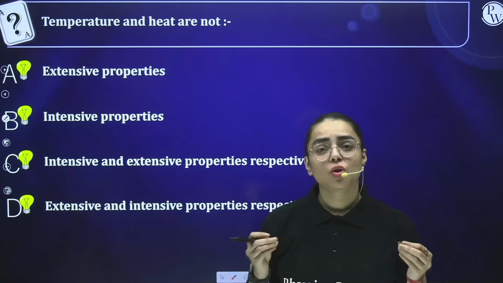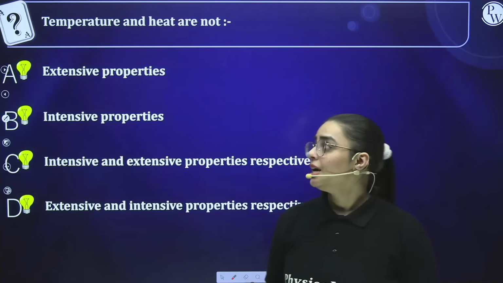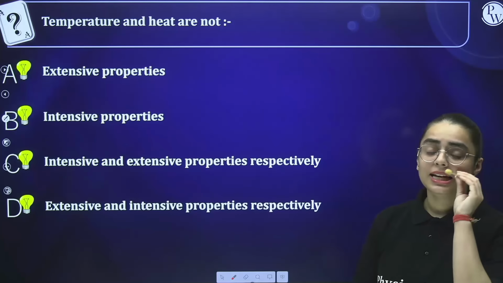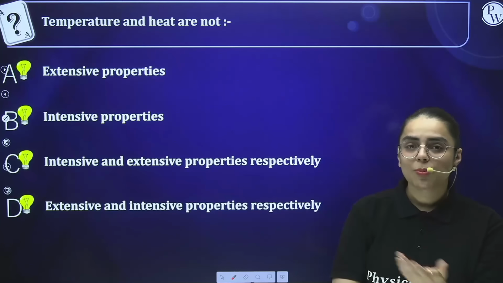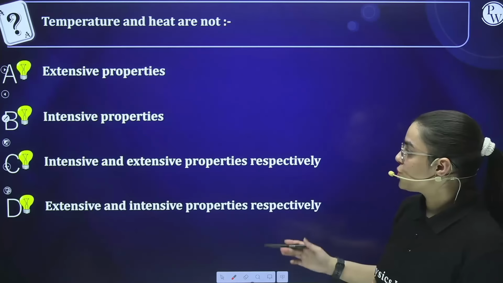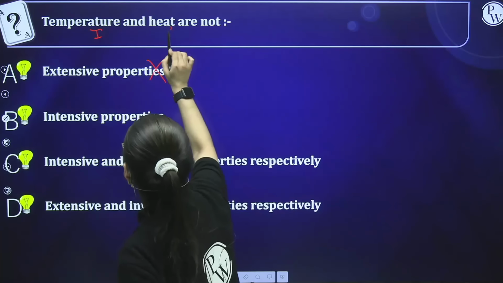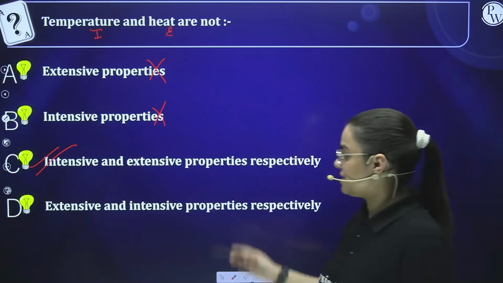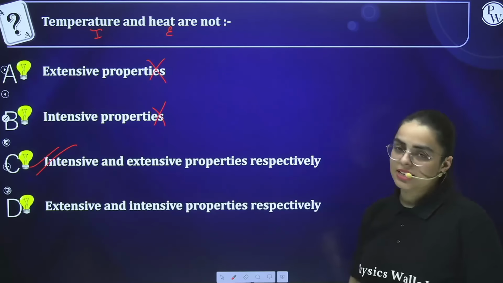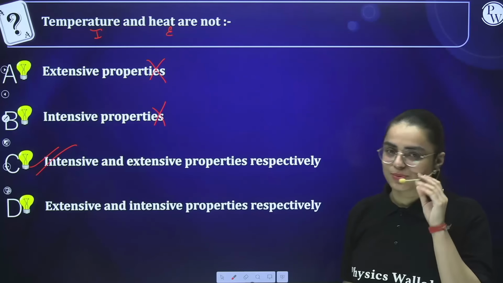So if temperature is not depending on the mass of substance, it will be which property? Intensive property. Now if I talk about heat, it basically depends upon the mass of substance, so it comes under which property? Extensive property. So which option will be correct? No, both are not extensive, because this is intensive, this is extensive. Both are not intensive, so C option will be correct. The very first one is intensive while the other one is extensive property, right?